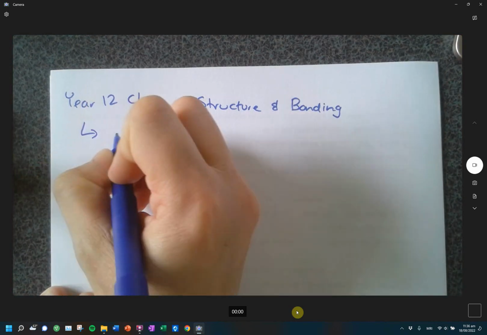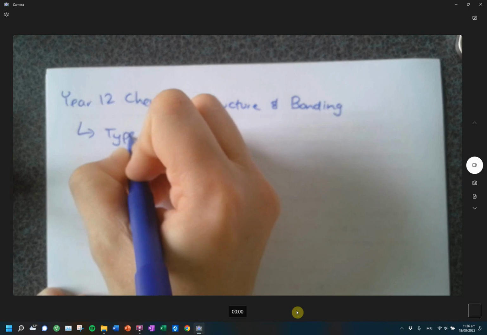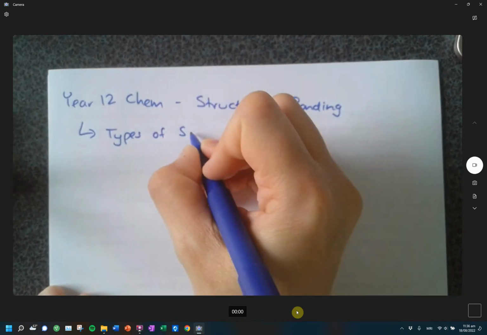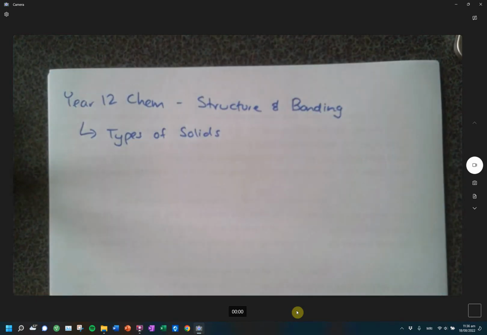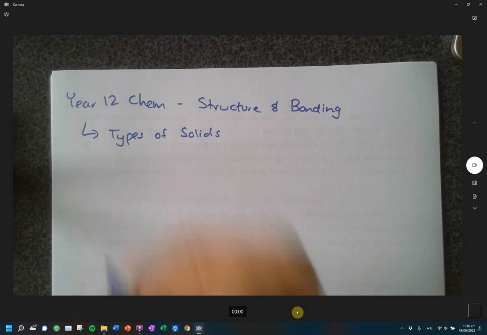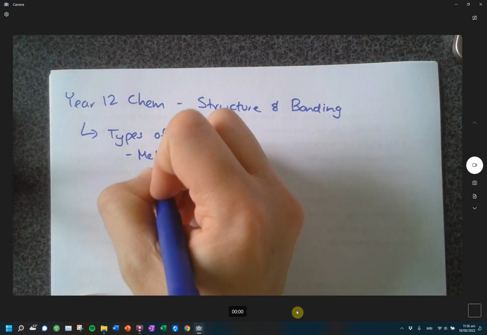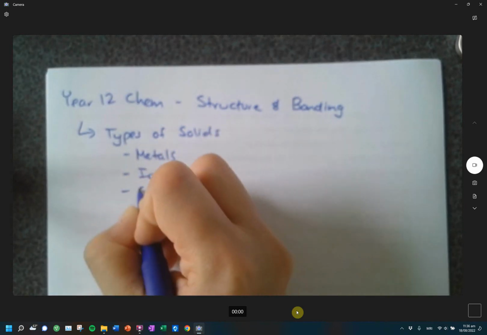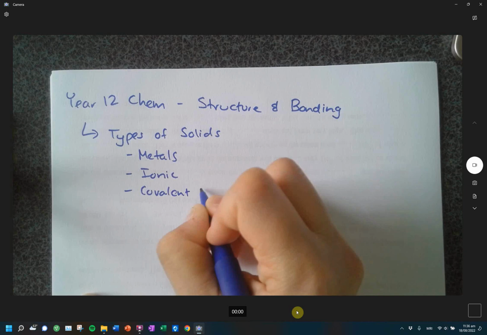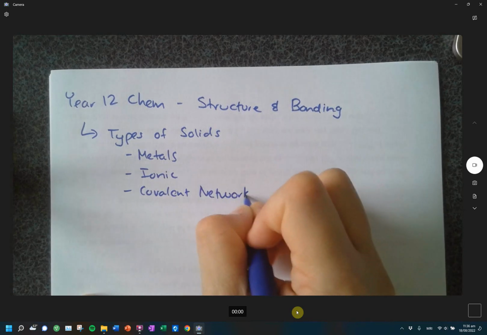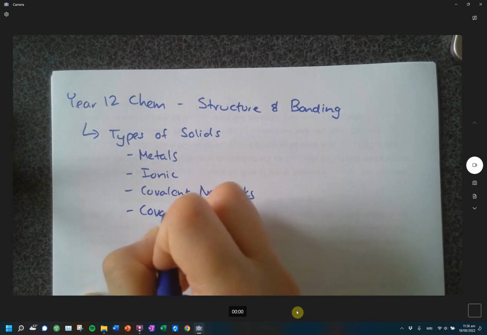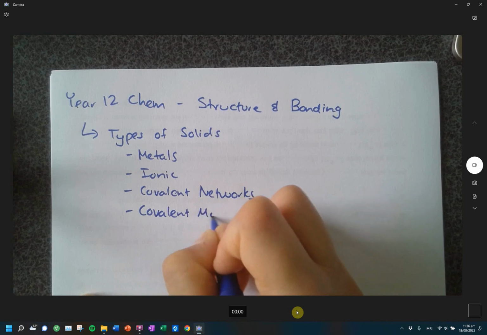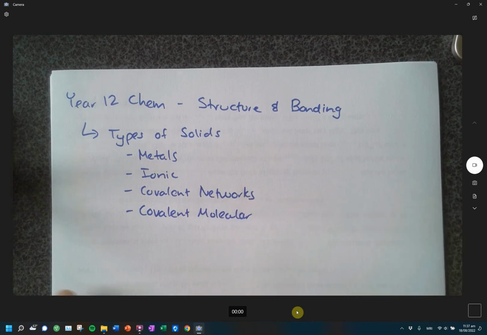So if we think about the types of solid question, there were 4 different types of solids that you learned about. There were the metals, the ionic solids, the covalent networks, and then the covalent molecular. So that was one of the questions you got last year. Does that hopefully ring a bell?